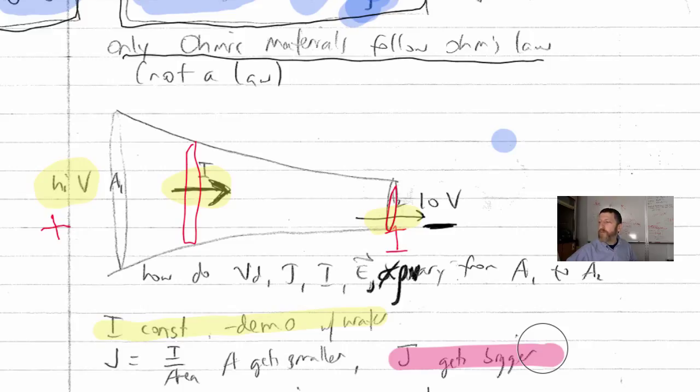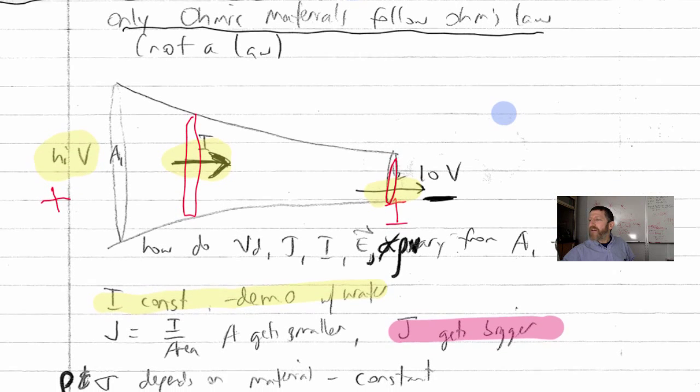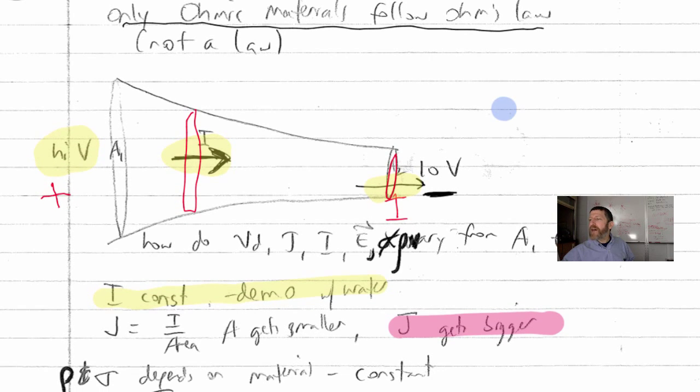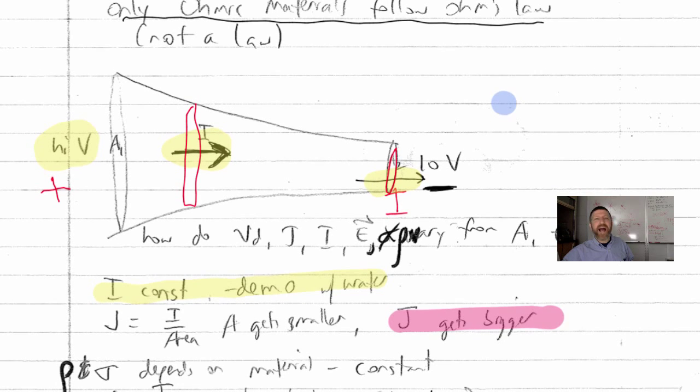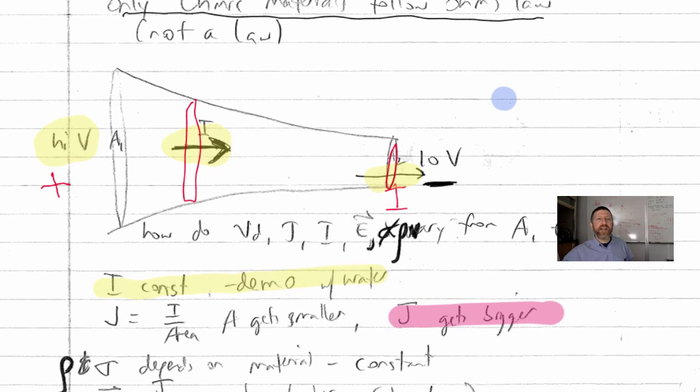I'm jumping around here. I'm doing them in the order that we're going to be able to get to easily. The resistivity. Let's talk about resistivity, and then we can instantly talk about the conductivity. What happens to the resistivity as you go from over here to over here? What does resistivity depend on? Materials. Does the material change? No. Resistivity, and for that matter conductivity, depend on the material, so they remain constant. Resistivity, conductivity, they remain constant.